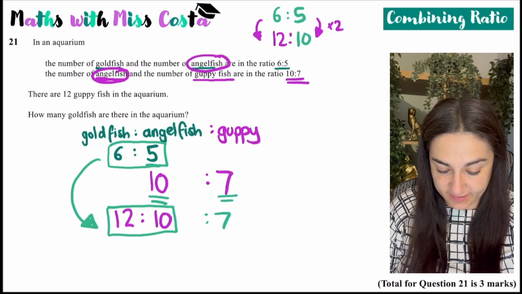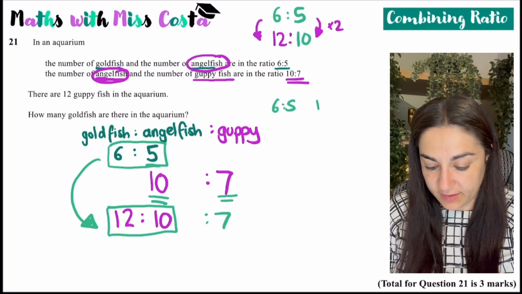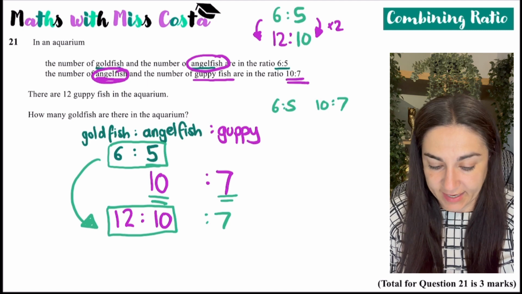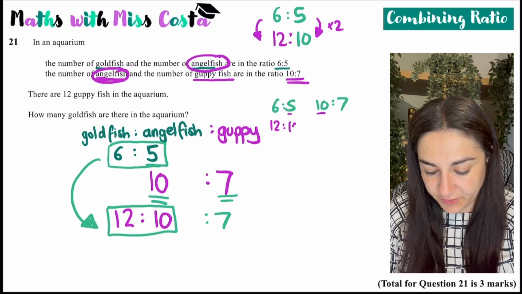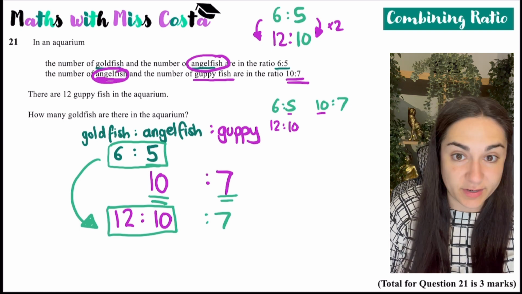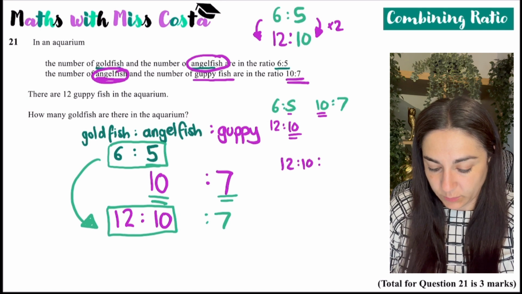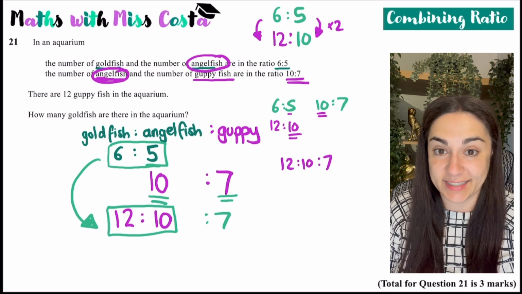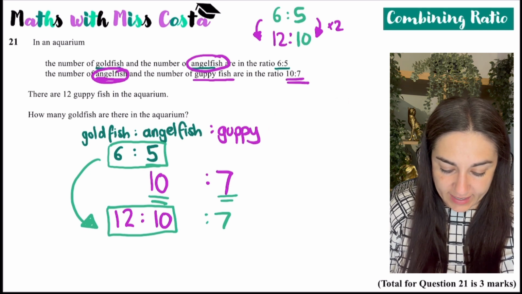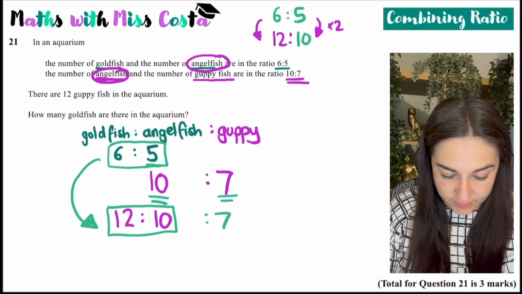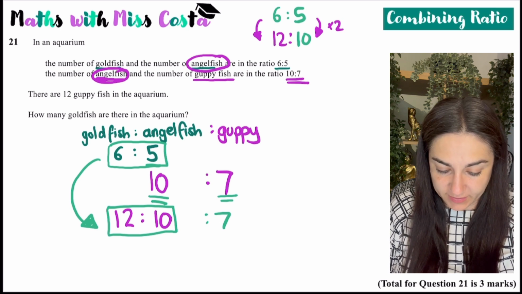So 12 to 10 to 7. So I've changed 6:5. I'm trying to combine 6:5 and 10 to 7. I know that this is the thing that they have in common. So I've changed this to 12 to 10 as they are equivalent ratios. Therefore, this is now equal. So I can write it all as one big ratio, 12 to 10 to 7. So now that I've done that, I have a point of comparison. I know that 12 parts are goldfish, 10 parts are angelfish, and 7 parts are guppyfish.